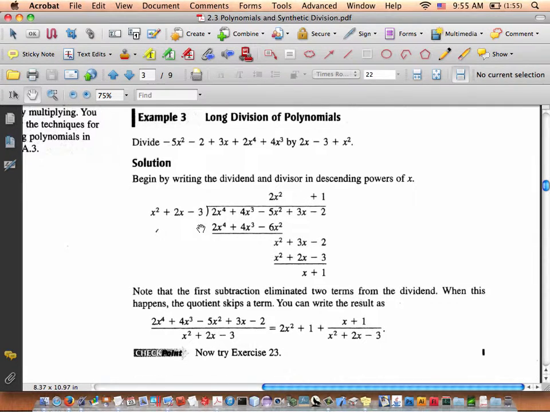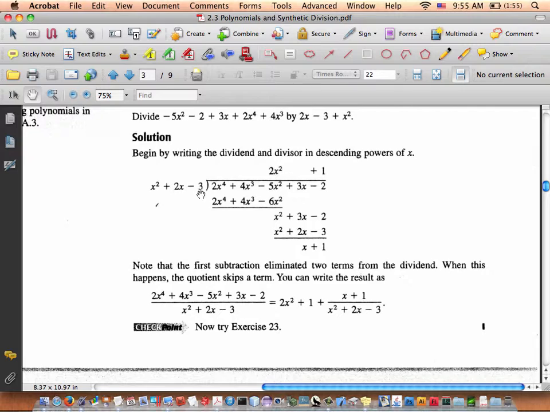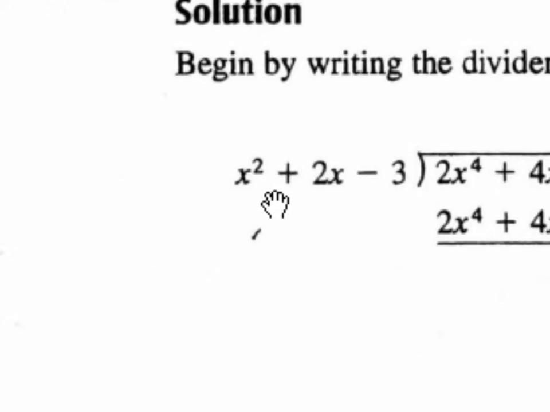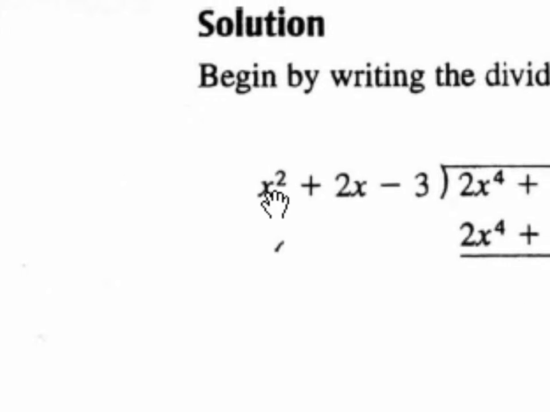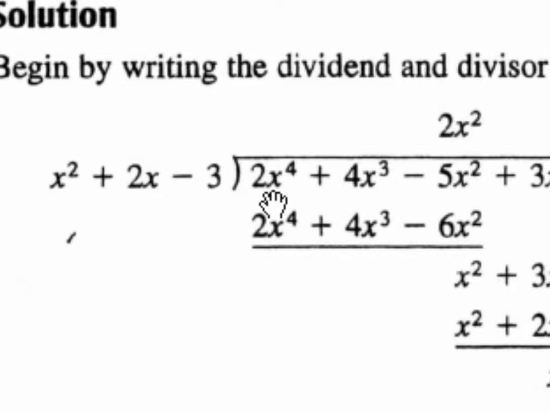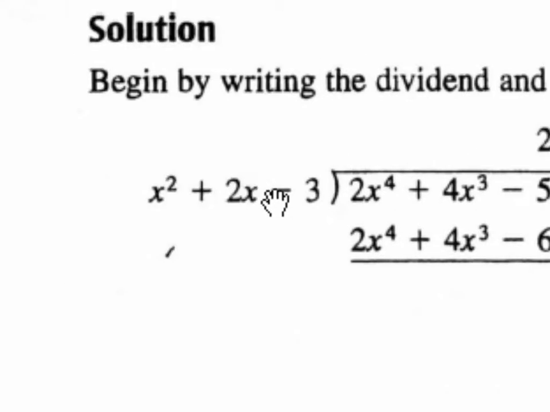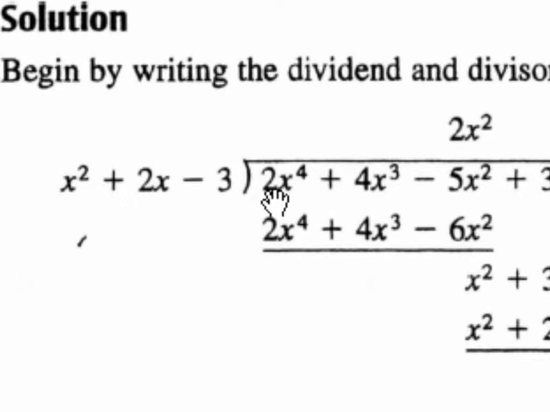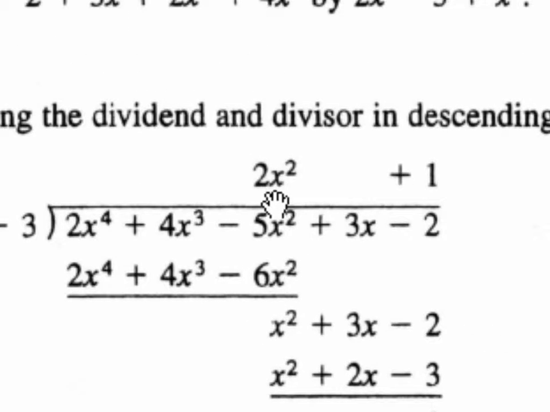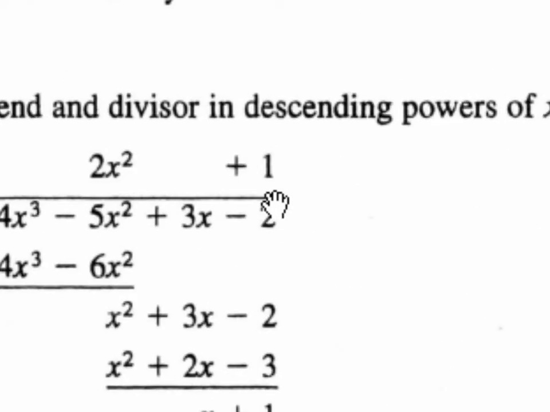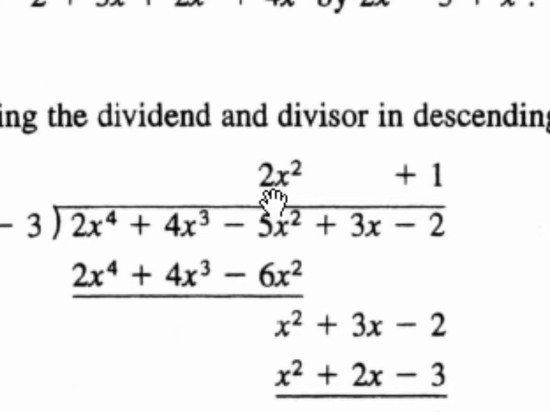Okay? Now, what we do is we take the very first term, x squared, and what we say is x squared times what gives me 2x to the 4th? 2x squared. And so it becomes the first term in the quotient. Why is it weird? Oh, because you have 3 terms that you have to multiply in. Yep.